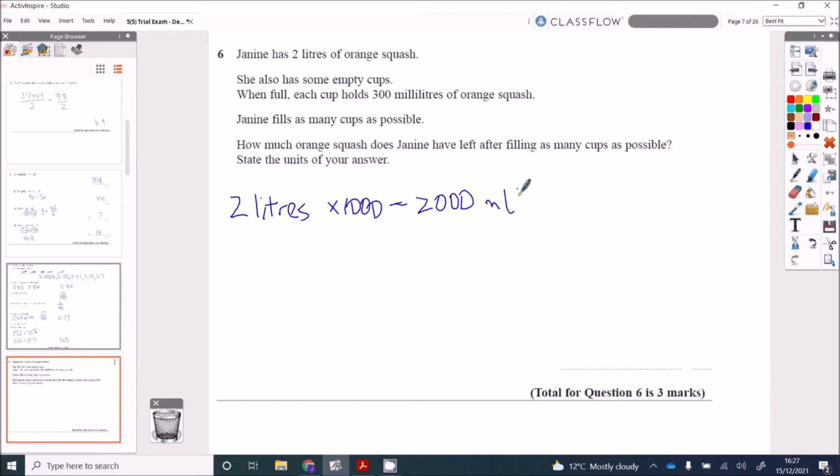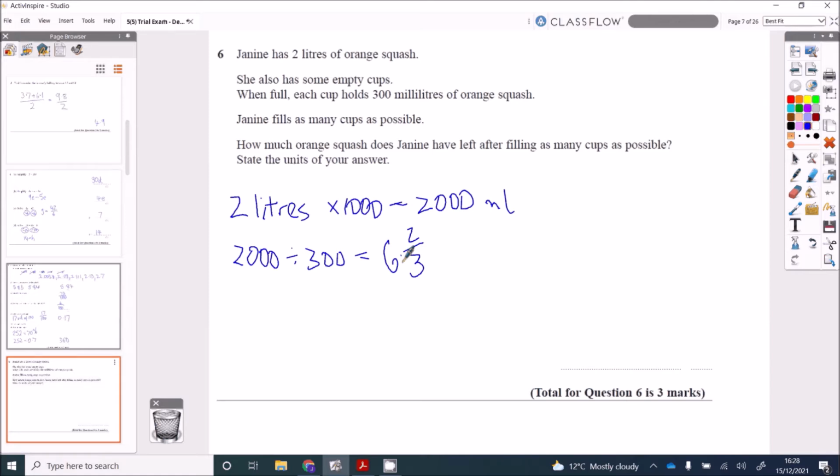Now, each cup holds 300 millilitres. So if we divide the 2,000 by 300, it will tell us how many cups we can fill. So do 2,000 divided by 300, and we get 6 2/3 cups. Right, we get 6.6666 recurring. So we can fill 6 cups, okay, and then we've got some left over.